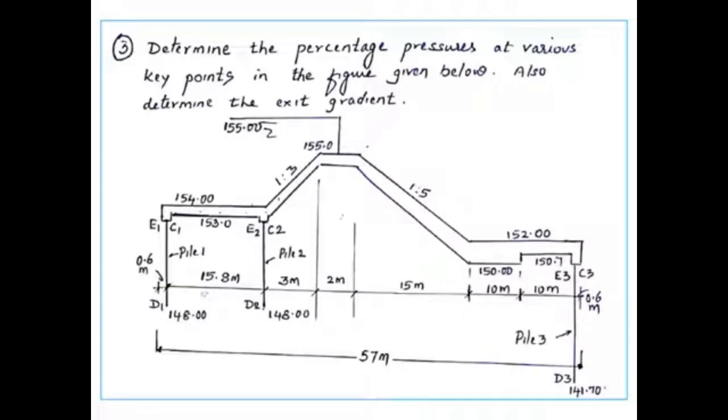So the total floor length as given is 57 meters, and the distance between the intermediate and the end pile is around 40 meters. The water level on the upstream side rises to 155, and here at the downstream side it is 152, so it is about 3 meters of water. The seepage head is around 3 meters, 155 minus 152.